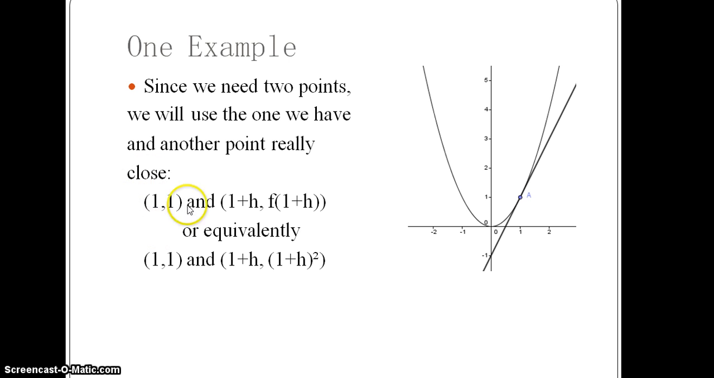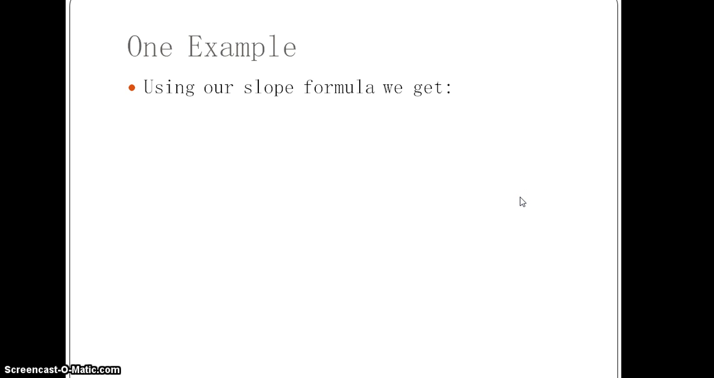Our point's going to be (1, 1). And then we need a second point, so we're going to have to figure out what second point we're going to use. So we're going to use the point 1 plus h as our x value. And the reason we're going to do that is because we want to actually make a secant line using the point (1, 1) and a point really, really close to (1, 1). And then at the end, what we're going to do is slide that point closer and closer to (1, 1) so that we can get an even more precise version of the slope.